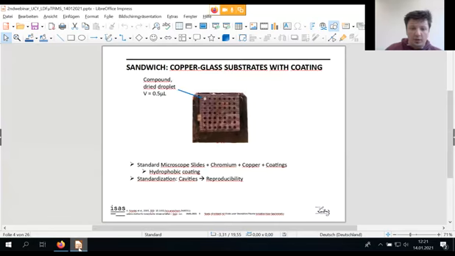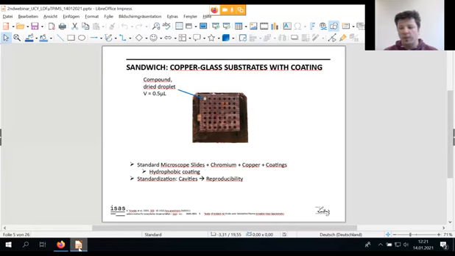Back to the surface again. I just showed you that we're using a copper glass surface, but there was something that I didn't tell you yet, which is a little coating on top of the copper surface, because, as I said, the droplet can spread on the whole surface.